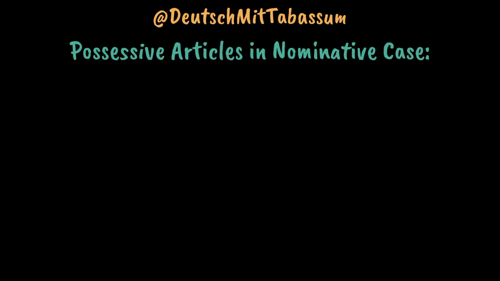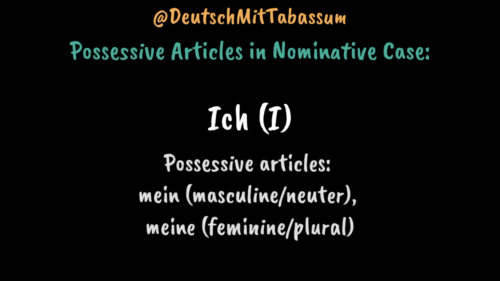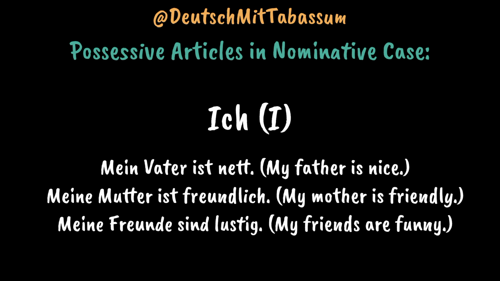Now moving on with the possessive articles in the nominative case, I will be showing each pronoun along with its possessive article and examples. We begin with ich. The possessive articles are mein for masculine and neuter and meine for feminine and plural. The examples are as follows. Mein Vater ist nett, meine Mutter ist freundlich, meine Freunde sind lustig.